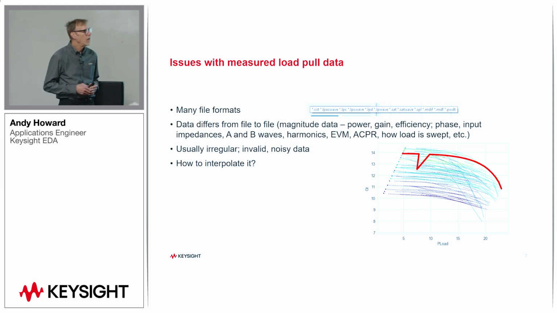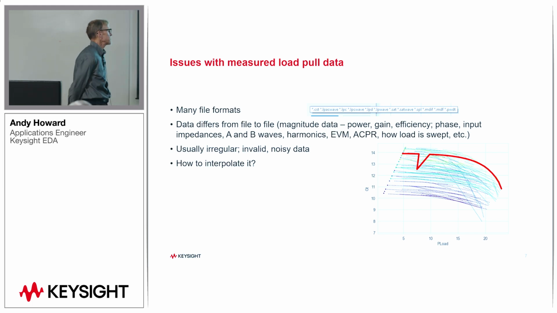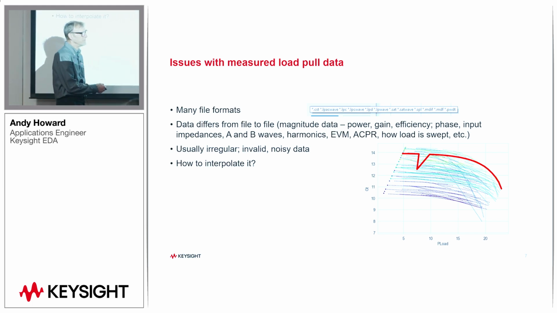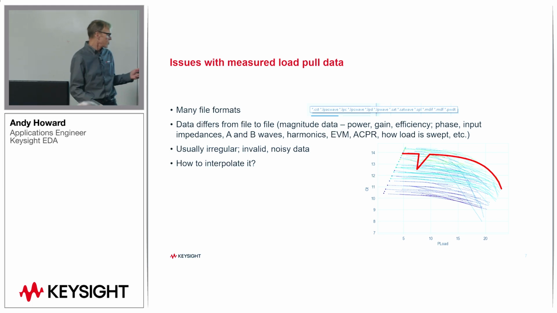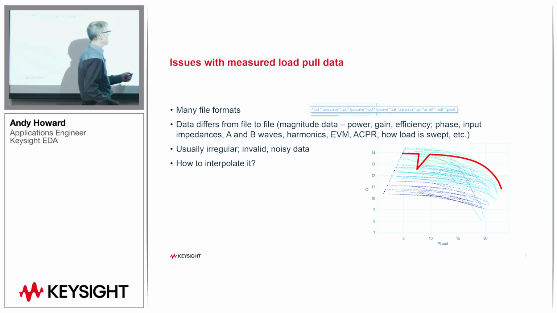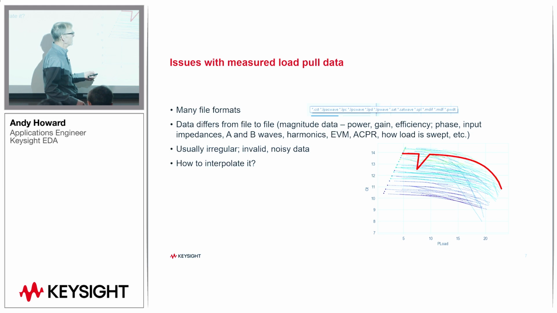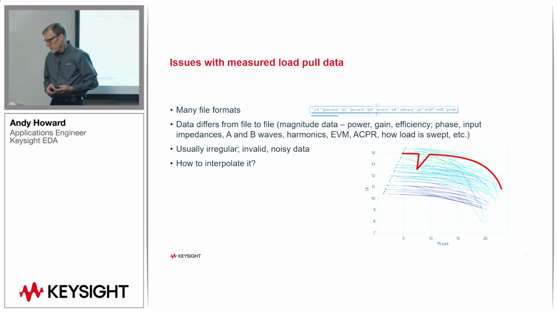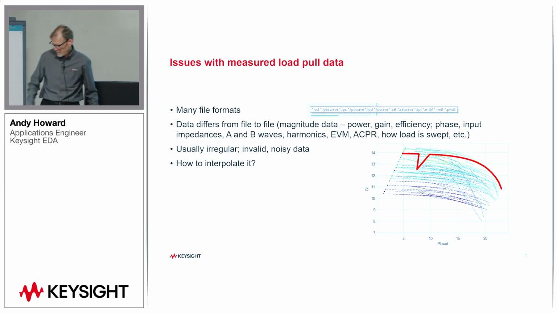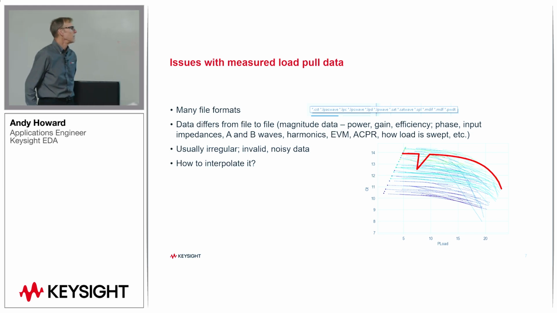I'm sorry, what is the y-axis here? The y-axis is the power delivered to the load. Yeah, so each one of these lines is a different load impedance, and the power was swept in the measurement. And for this particular measurement point, the data is irregular for whatever reason. The units are dBm? dBm, yes, in this case.